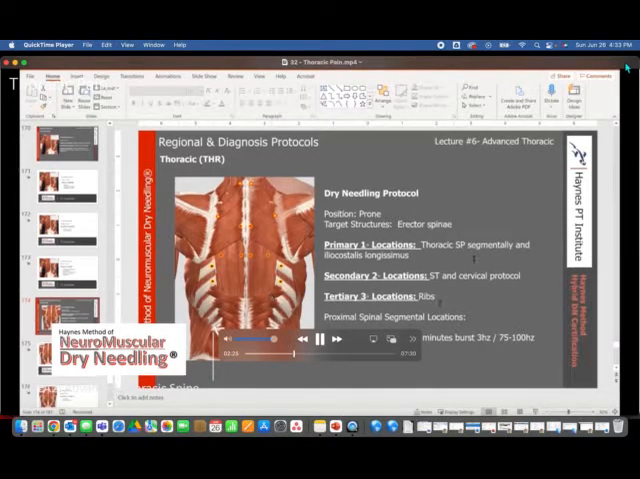Our target structures will be the erector spinae group. Our primary locations are going to be the thoracic spinous process segmentally. Here that's going to be your multifidus, and then you move a little further laterally, we'll catch Iliocostalis and Longissimus. Our secondary locations will be the scapulothoracic and the cervical protocol, so those will be represented up a little bit higher. And then tertiary locations is out onto the ribs. Caution there we'll talk about momentarily.